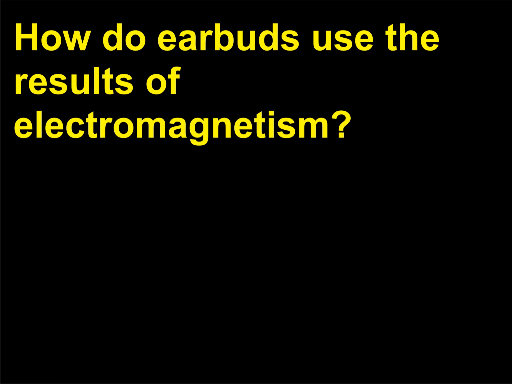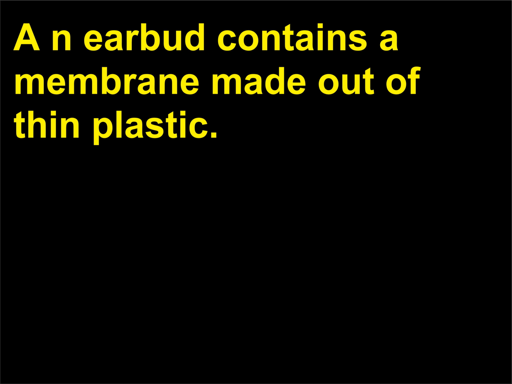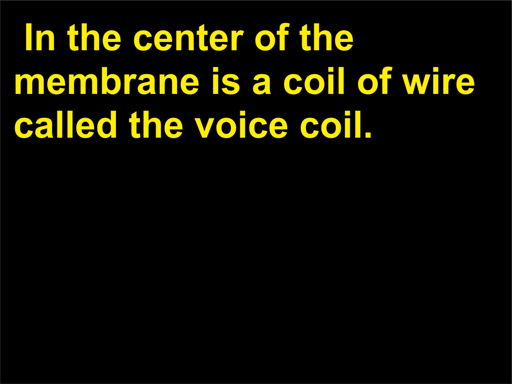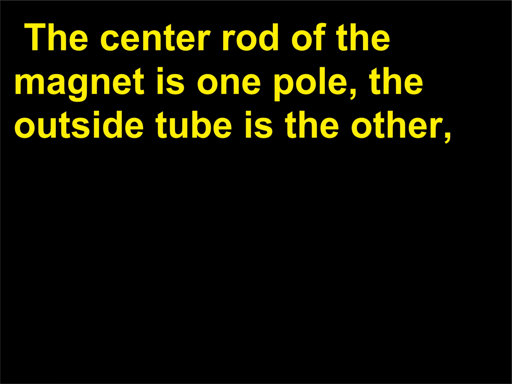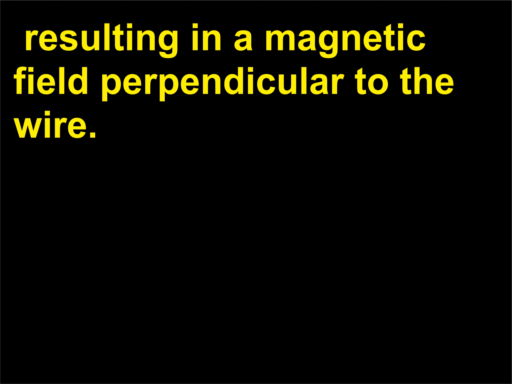How do earbuds use the results of electromagnetism? An earbud contains a membrane made out of thin plastic. In the center of the membrane is a coil of wire called the voice coil. The coil fits in a cylindrical slot in a permanent magnet. The center rod of the magnet is one pole, the outside tube is the other, resulting in a magnetic field perpendicular to the wire.